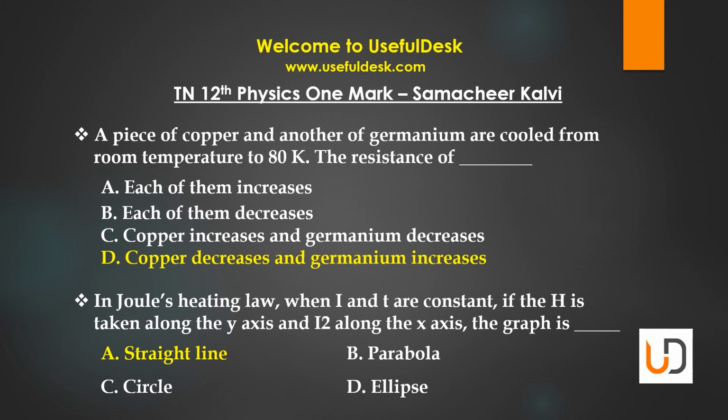The next question is: in Joule's heating law, when I and T are constant, if the H is taken along the y-axis and I² along the x-axis, the graph is dash. The options are straight line, parabola, circle, ellipse. The correct answer is straight line.